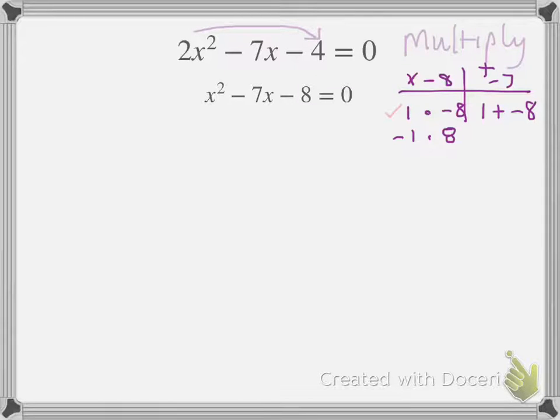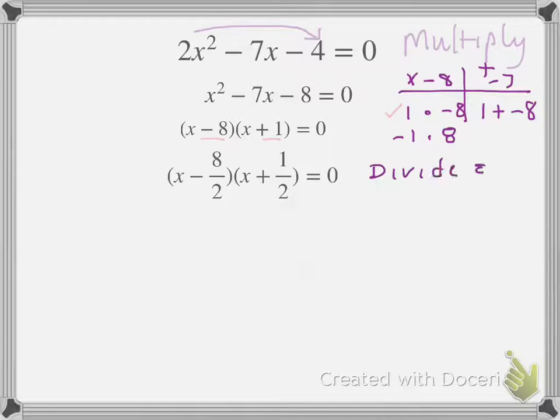So now I'm going to plug those in to the usual template. X minus 8 is one binomial, x plus 1 is the other binomial, and of course they still equal 0. There it is, showing how I plugged in those numbers. Now the next thing you're going to do is divide. You divide by the number you multiplied by. So that was 2. So 8 divided by 2 is 4.